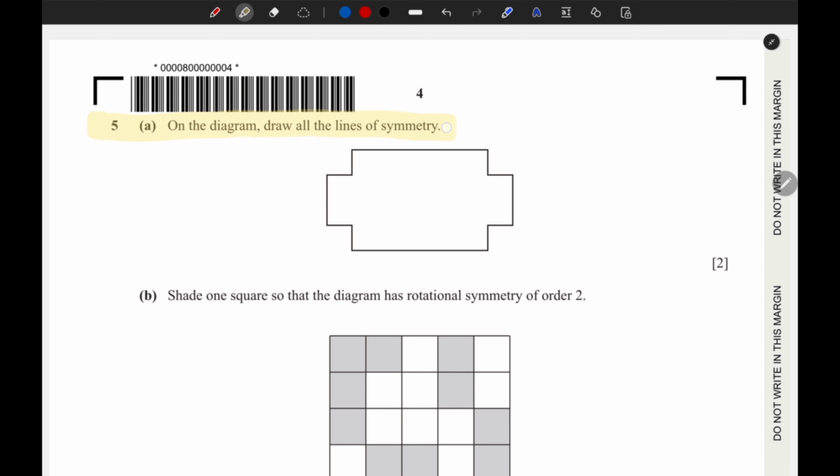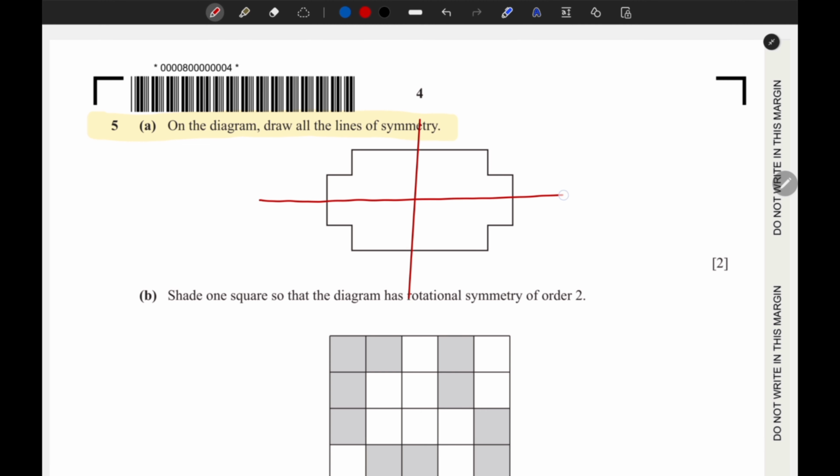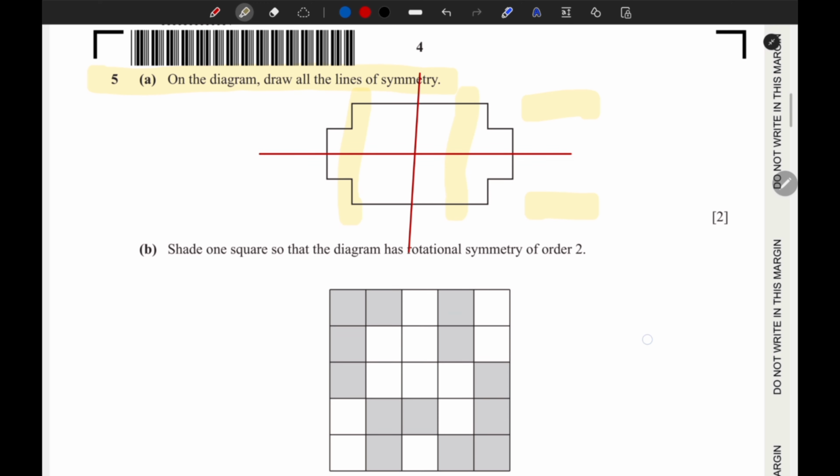On a diagram, draw all lines of symmetry. Okay, see, basically this has 2 lines of symmetry. As you can see, this will be one line of symmetry in between, cutting it into 2 equal halves. And also this is another line of symmetry, cutting this into 2 halves, above and below. This one is cutting into left and right. So there are 2 lines of symmetry.